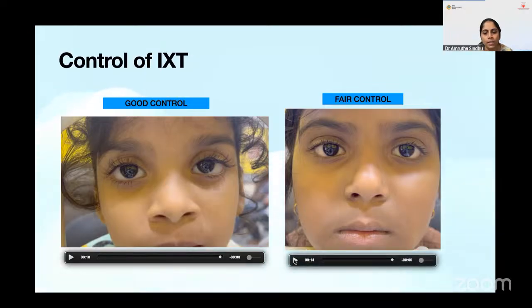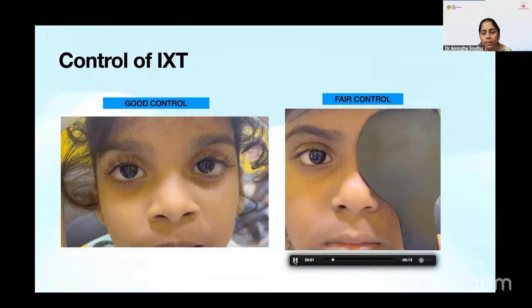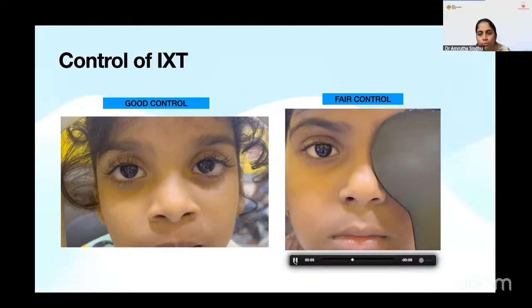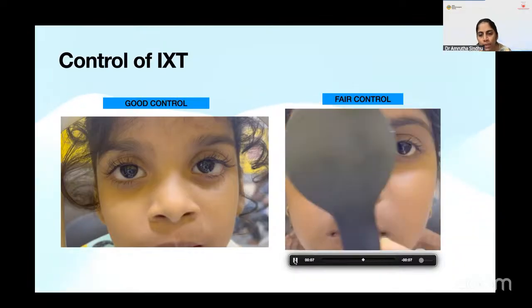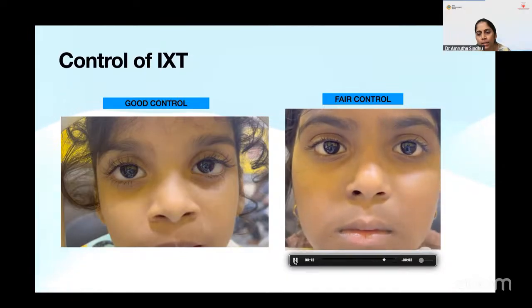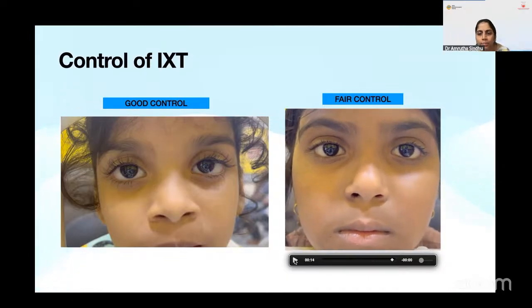Whereas here, if you see the second video, you can see some amount of strain when the child tries to fuse. Most commonly it happens after a blink. The child tries to blink and then comes to the primary position. That is called fair control.